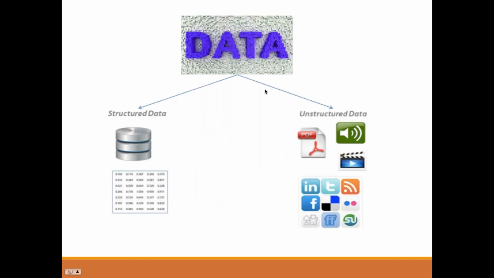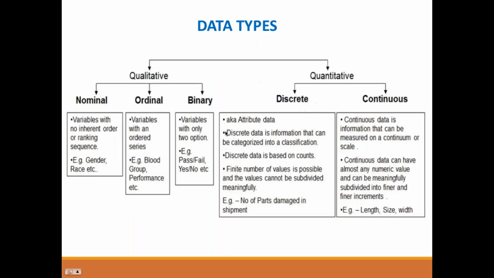So let's just have a look at data. First of all, we all know that data comes in structured and unstructured format. We will be focusing more on structured format at the moment. High-end algorithms will concentrate on unstructured data, but we will look into structured data. Now, what are the different data types that we have? We've got two types of data.